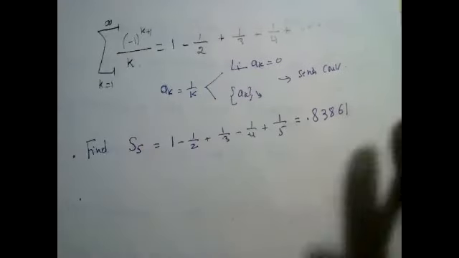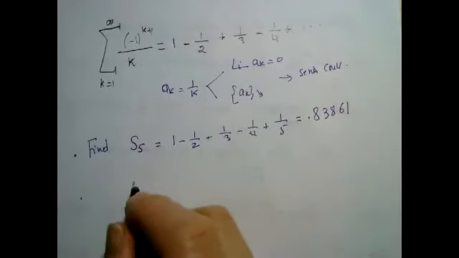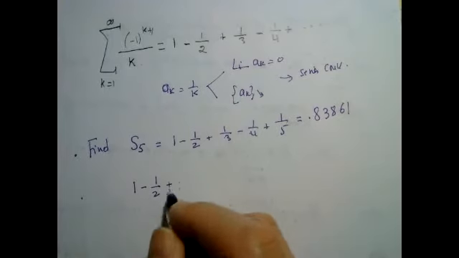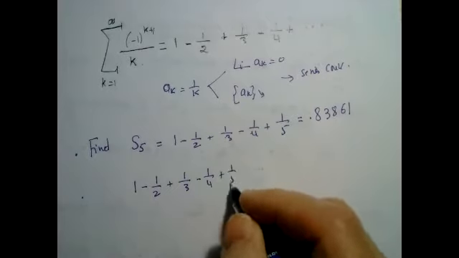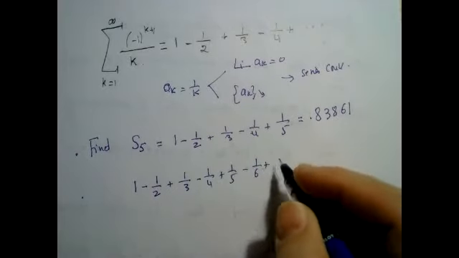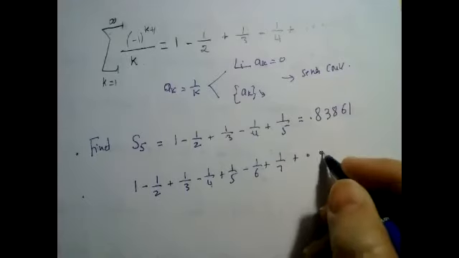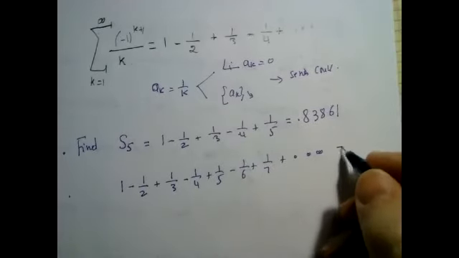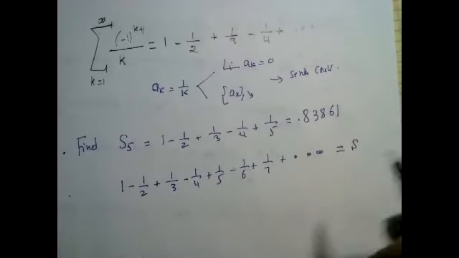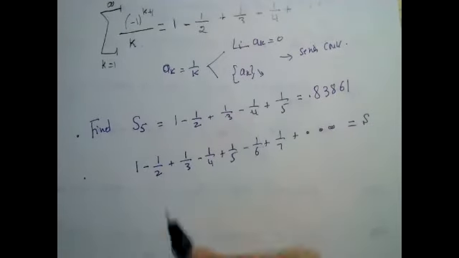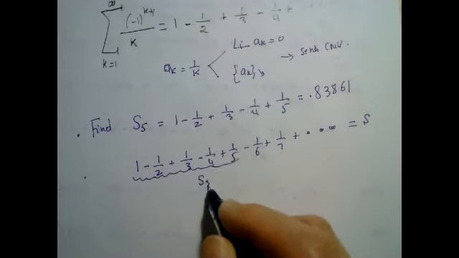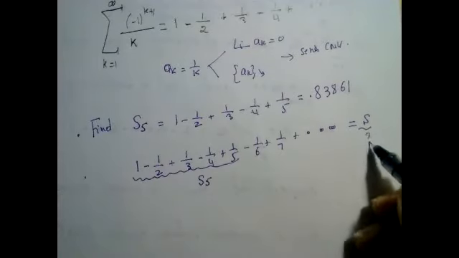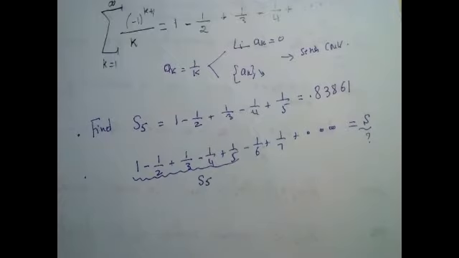So this is a sum, and I know it converges. So I'm going to rewrite this. This is my sum, plus 1 over 5, minus 1 over 6, plus 1 over 7, plus dot, dot, dot. And this converges to a number S. It means as we keep adding, we get close to a number. So my question is, let us say I use the first 5 terms to estimate S, to approximate S. There is an error. What is the error?